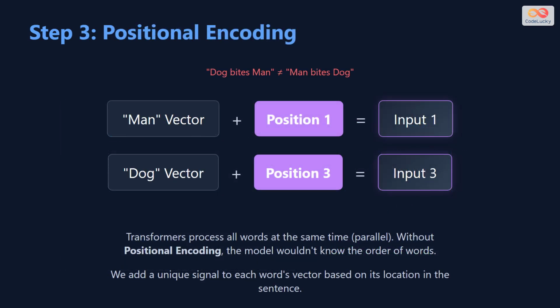Here is a challenge. The model looks at all words at the same time, not one by one. So, it does not inherently know that man bites dog is different from dog bites man. To fix this, we add positional encodings, which are unique signals added to the vectors to tell the model the exact order of the words.